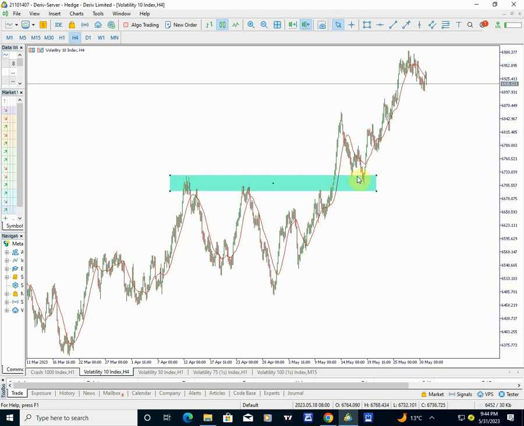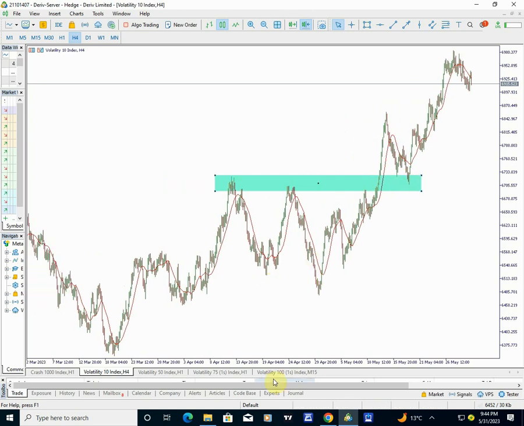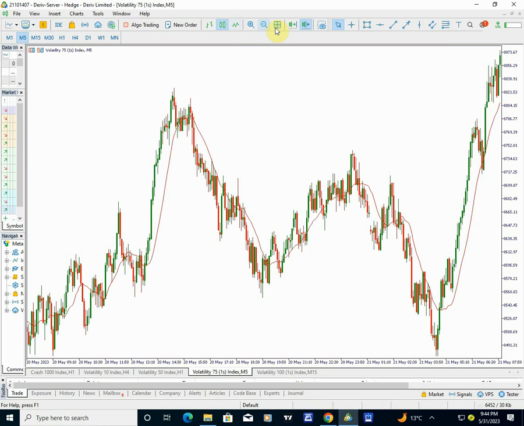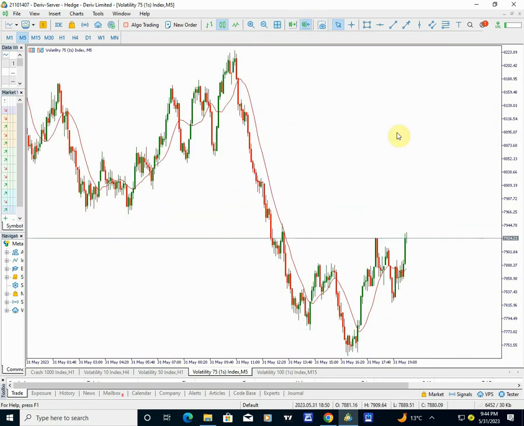You should get a reason to enter. So let's look at Volatility 75 (1s), and it seems like Volatility 75 (1s) is going up. Let's see if you could have gotten a buy entry just right here. As you can see, this is the 1 hour. Now we are going to the 5 minutes to see if you could have gotten an entry.